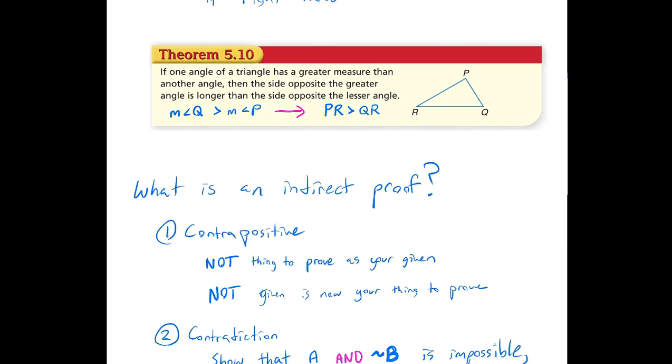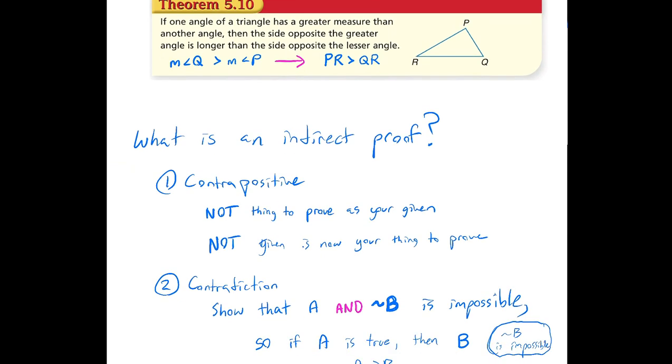All right, so an indirect proof is one of two things. Remember, anytime we have A implies B, that's the exact equivalent of the contrapositive, not B implies not A. So the first version of an indirect proof is we just prove the contrapositive. That's it. So whatever it says is the ending, you negate it, and that's now the given. And whatever was the given, you negate it, and that's now the thing you want to prove. So you're just negating the given and the prove and switching their places.